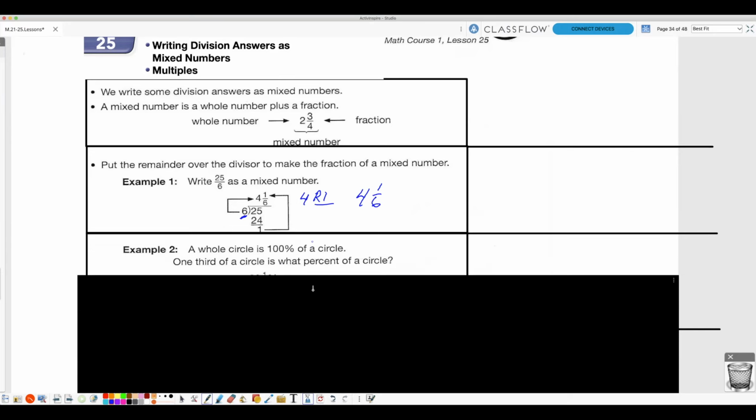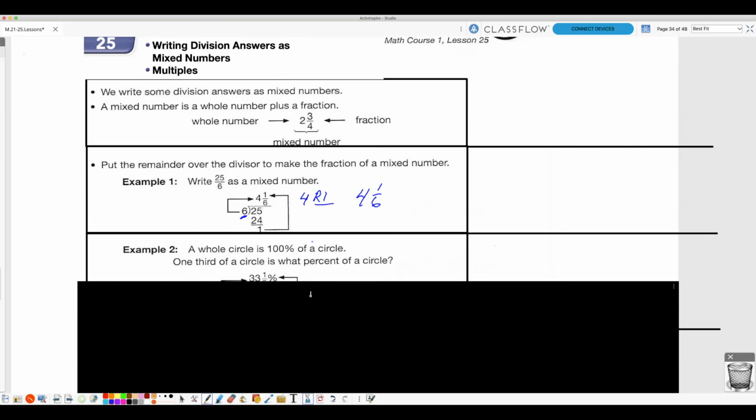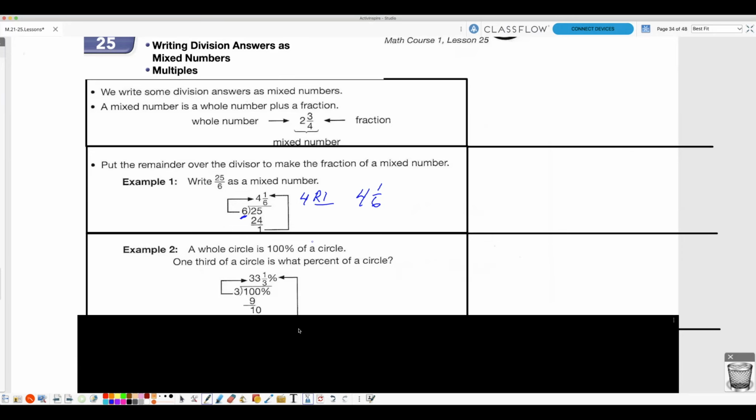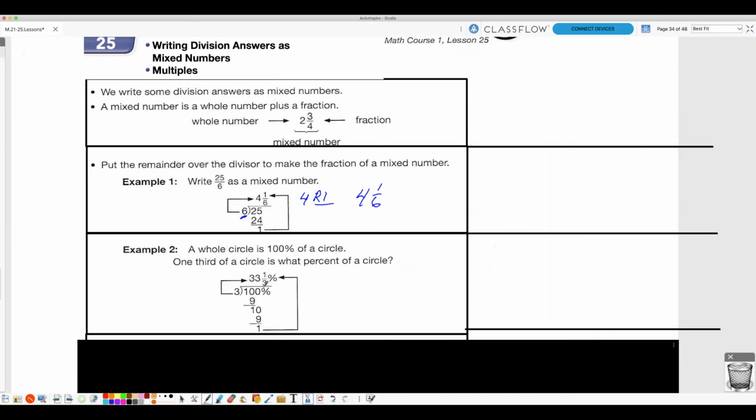Example 2, a whole circle is 100% of a circle. 1/3 of a circle is what percent of a circle? You just need to take 100% divided by 3. And you can see that 3 will go into 10 3 times. 3 times 3 is 9. 10 minus 9 equals 1. Bring the next 0 down.